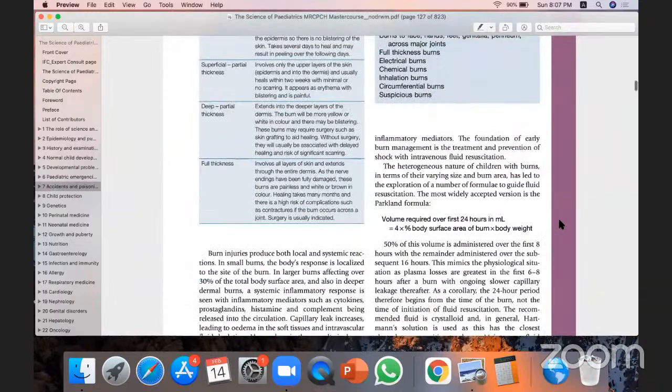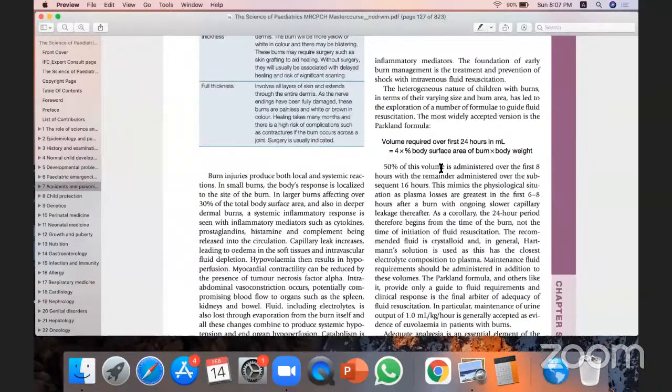Okay, so this is the Parkland formula. If you see this formula, it is the volume of fluid for 24 hours. Remember that it is needed for 24 hours. So 4 into percentage of body surface area into body weight. How do we calculate the percentage of body surface area? There are two formulas, one for pediatric and one for adult. This picture is not present here, so see this picture on Google, which one is which area.